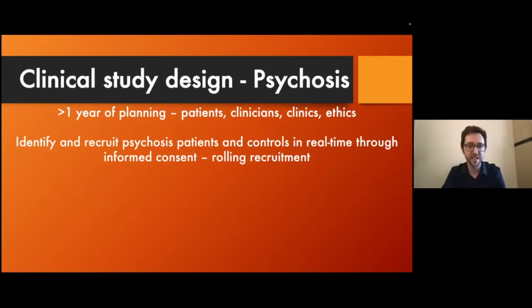So that led us to identify and recruit psychosis patients and the healthy matched controls in real time. So you don't sit around waiting for 70 or 100 or however many patients you might need for your clinical trial based on your study design to all come at once. So we adopted a rolling recruitment pathway.